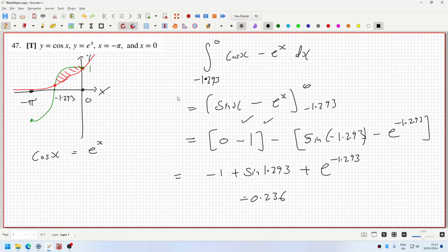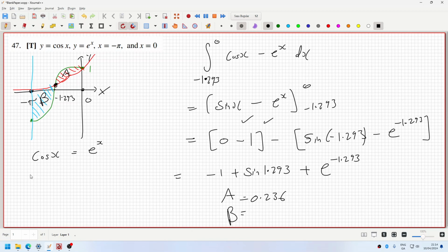Oh, you know what? This happened before. Because of x equals minus pi, they also want this area as well. This is what happened in one of the earlier questions. So actually, it's two areas. So what I've just worked out, if I call that area A, now you have to get area B.